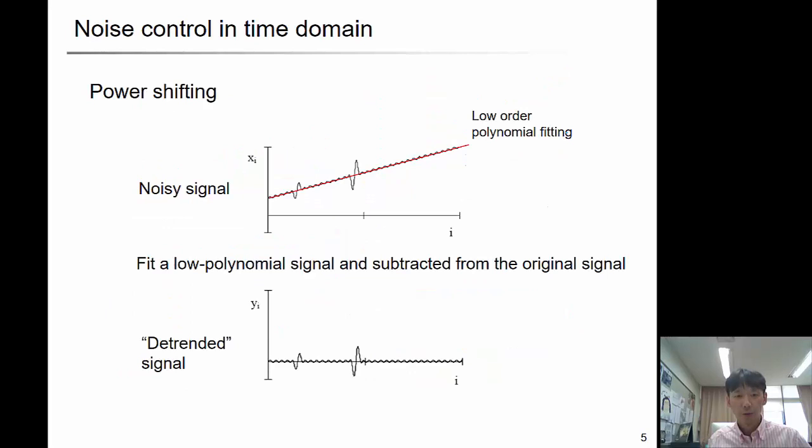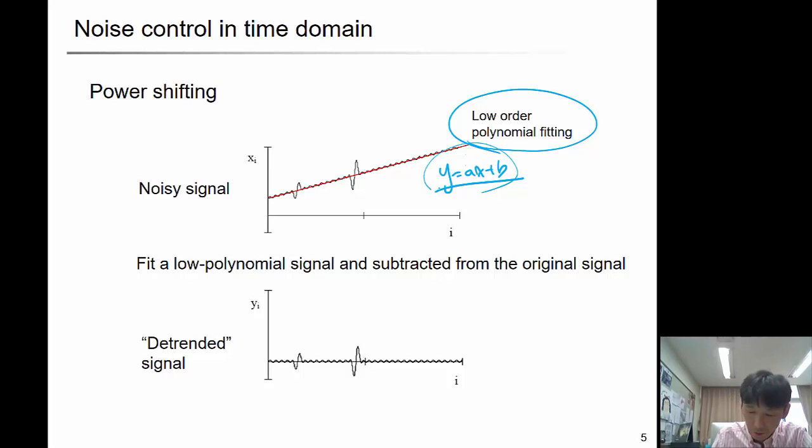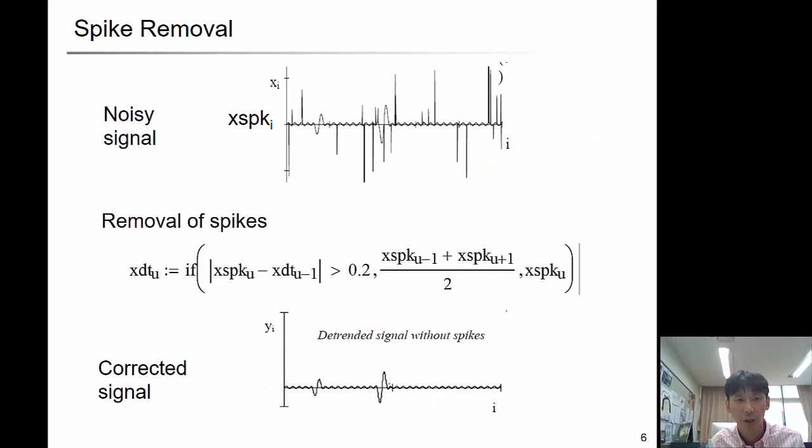First, detrending is pretty straightforward. You fit your signal with a low order polynomial fitting. In this case, maybe you can just use ax plus b, the first order polynomial fitting. Then you can find the a and b, and with those parameters, you can just subtract this equation from the original signal. Then the trend that's going up will be removed, and it will be like this. It's called detrending.